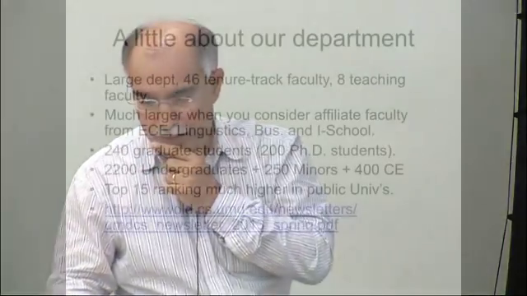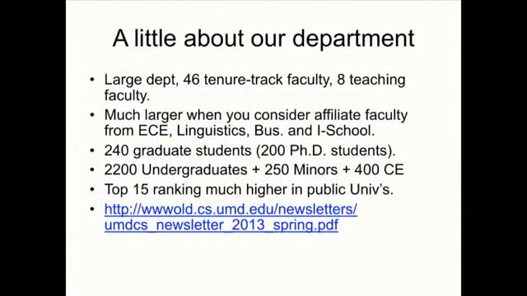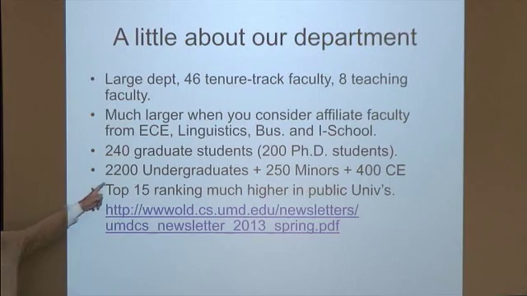So I wanted to just talk a little bit about the department. The department has over 50 faculty, much larger when you consider all the affiliate faculty in the various affiliate schools. Undergraduate enrollment in computer science is booming all over the country, but especially at Maryland. We went from 1,000 majors to 2,200 undergraduates just in the last 36 months. We have about 250 minors and about 400 computer engineering students.